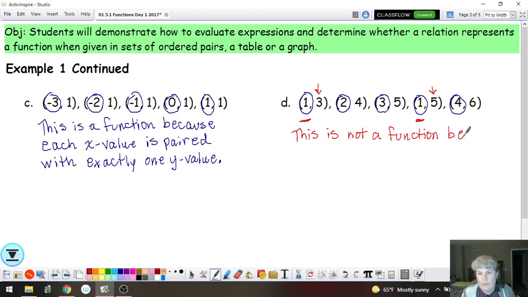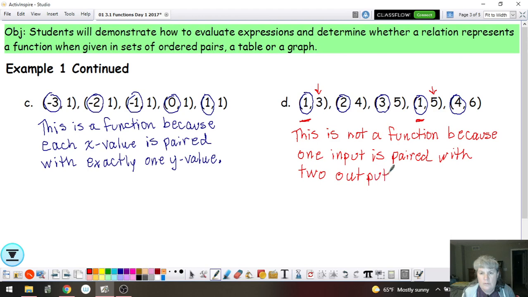Because one input is paired with 2 outputs. So you don't want to have any of your x values repeat like we have here in example D.